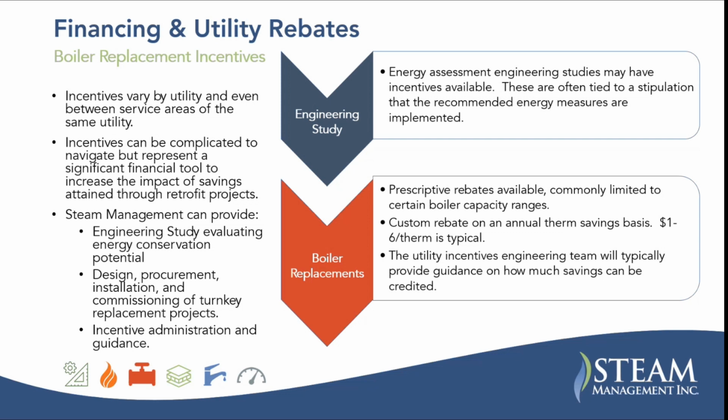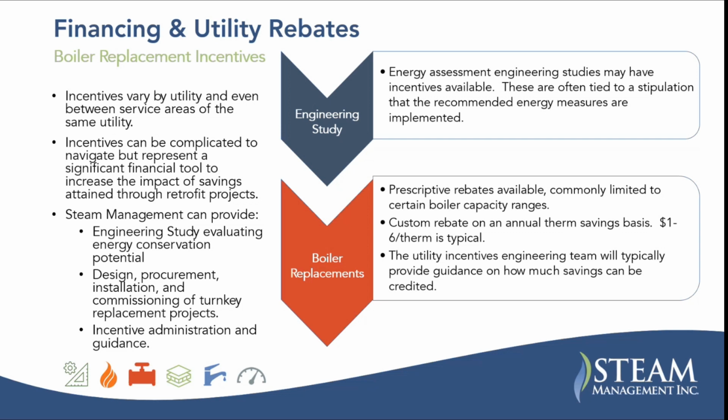Prescriptive rebates are available for these, but that's particularly for small boilers. For larger boilers, it's going to be a custom rebate. $1 to $6 per therm is typical. Oftentimes these will cap out, but usually you get savings on a therm basis.